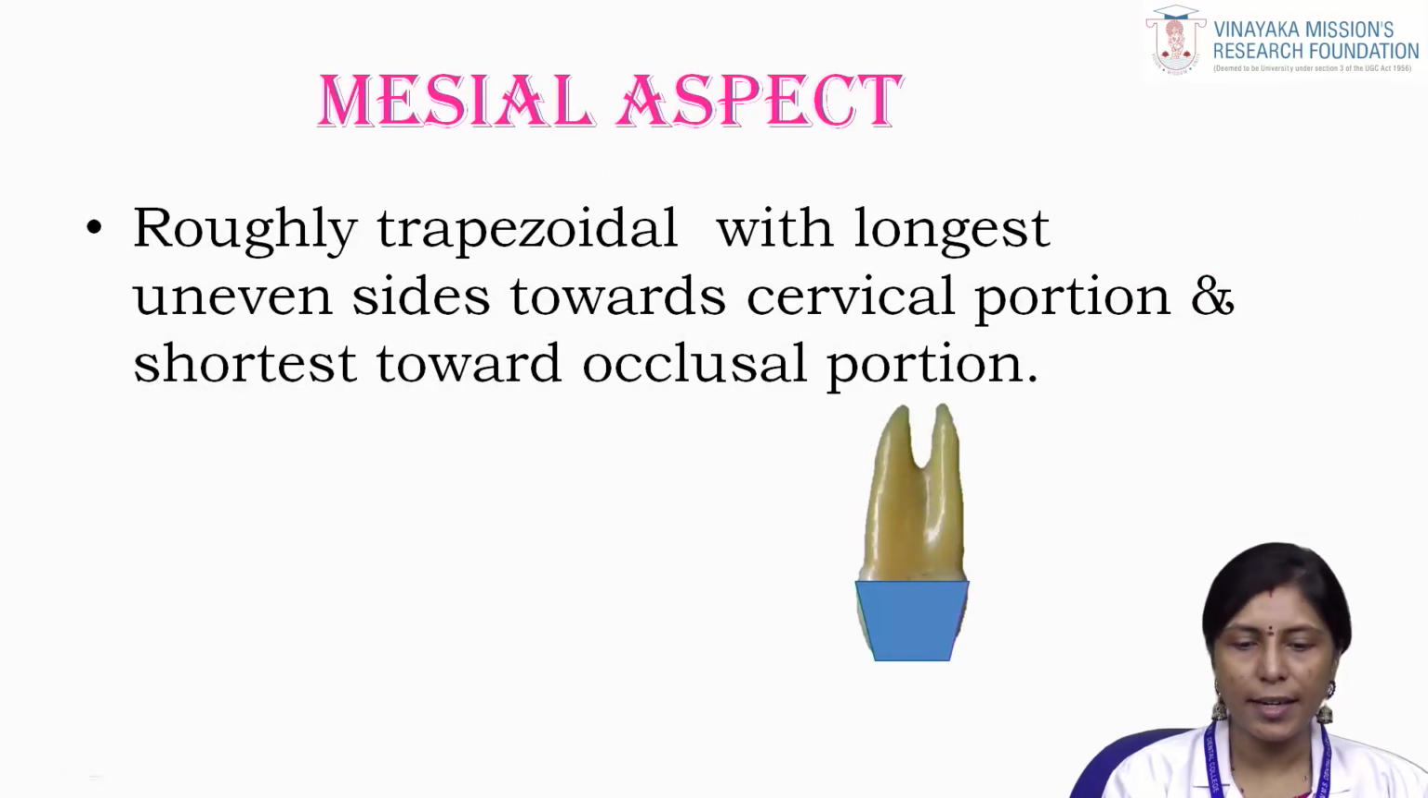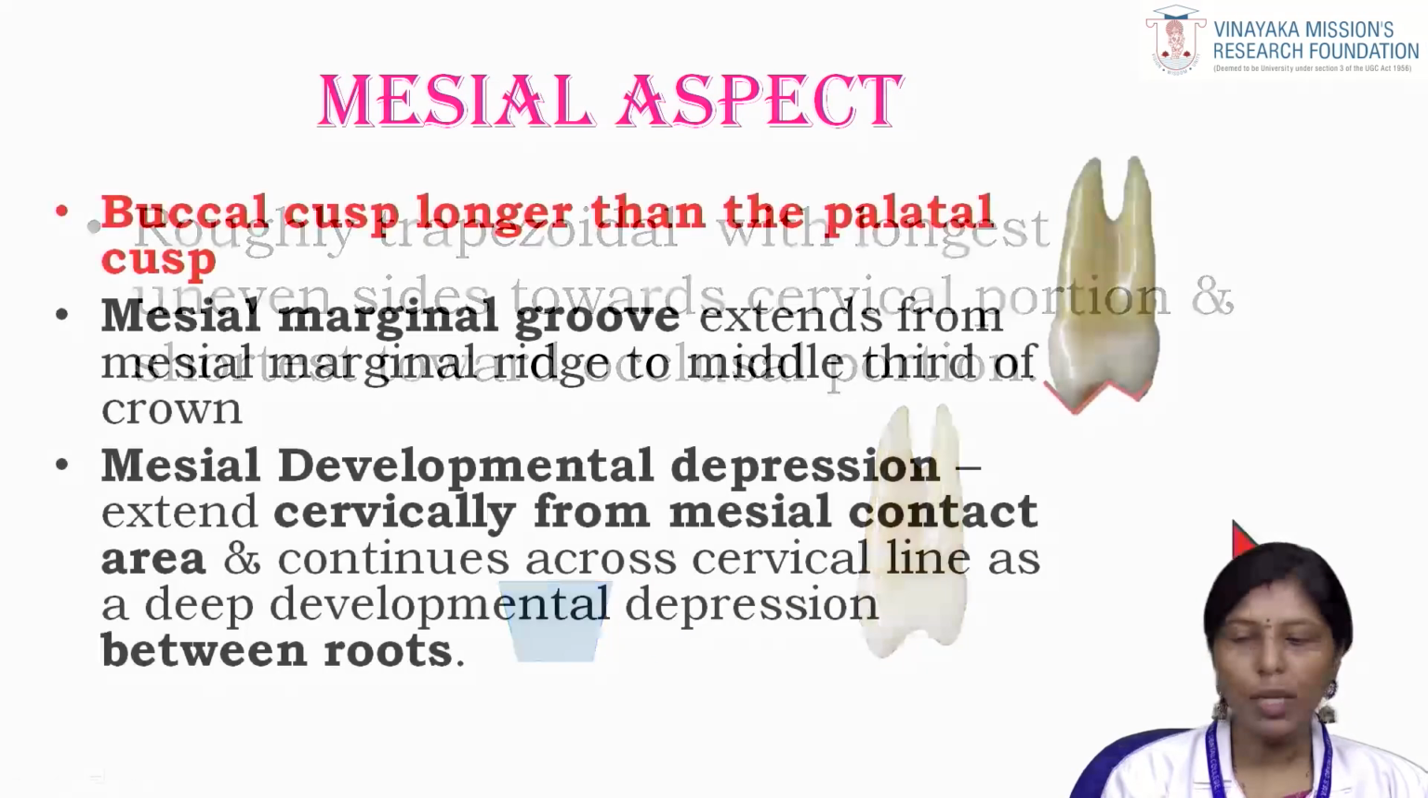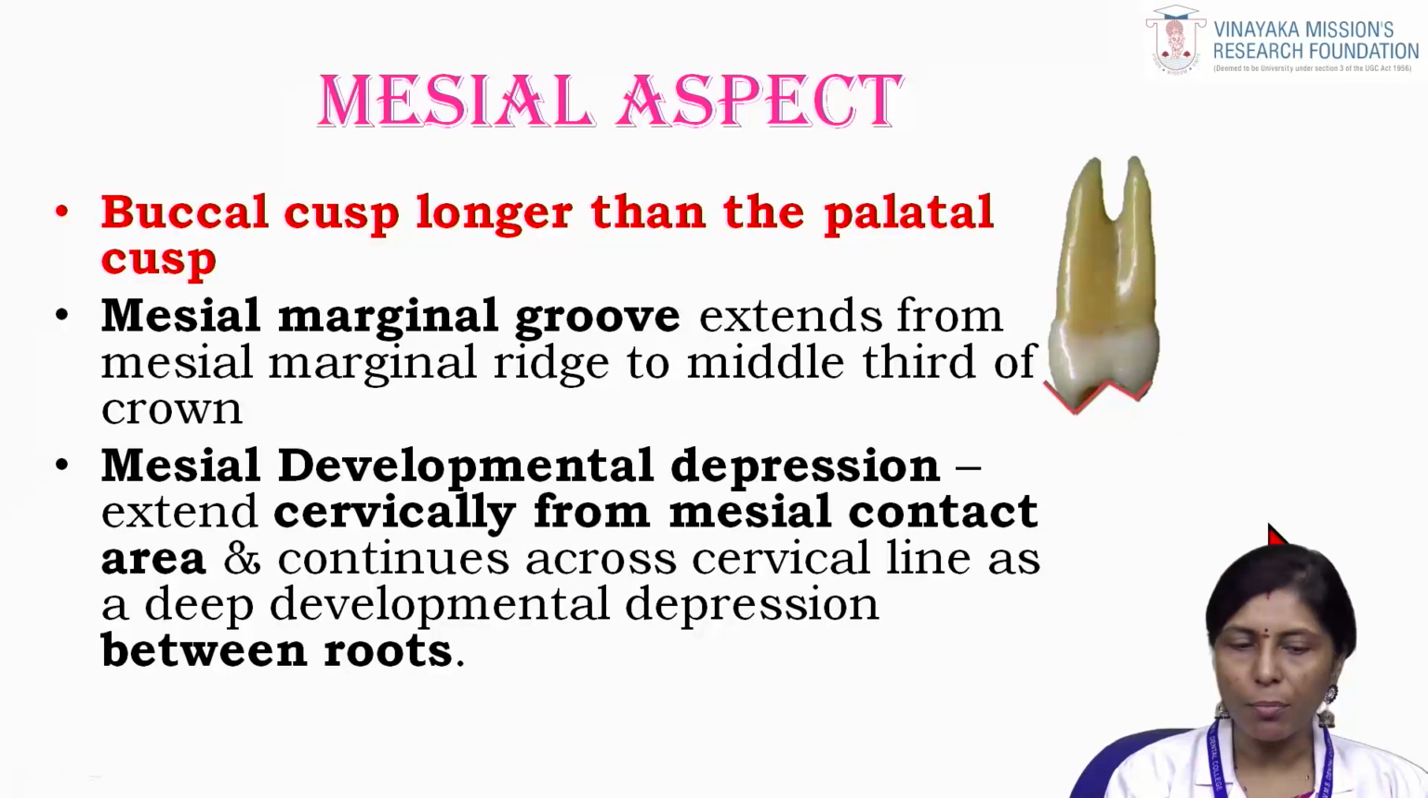Next, coming to mesial aspect. Mesial aspect is roughly trapezoidal except that the longest uneven side is towards the cervical portion and the shortest side is towards the occlusal portion, right. Buccal cusp is longer than that of the palatal cusp.